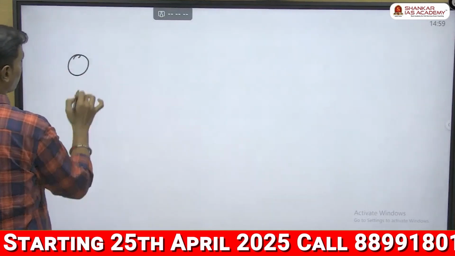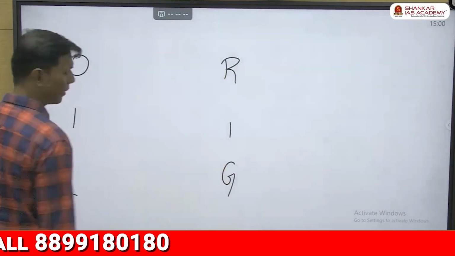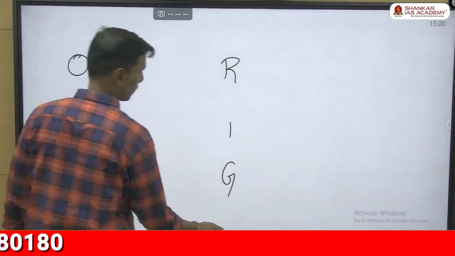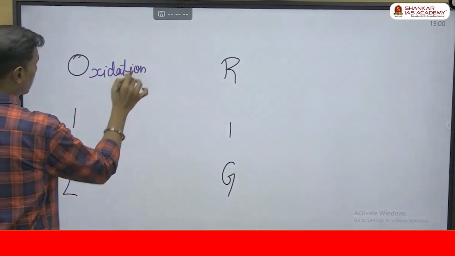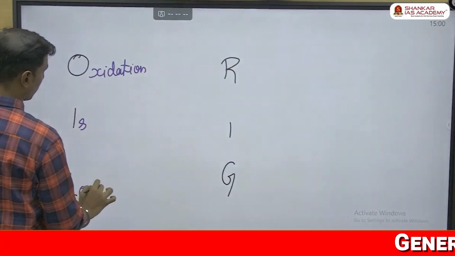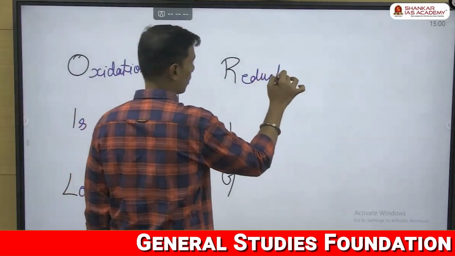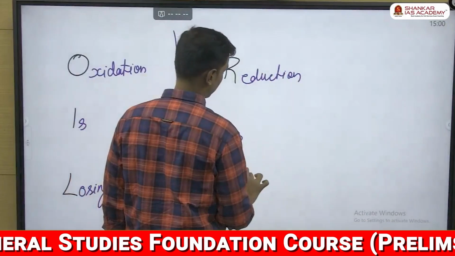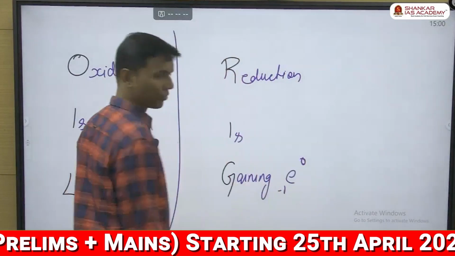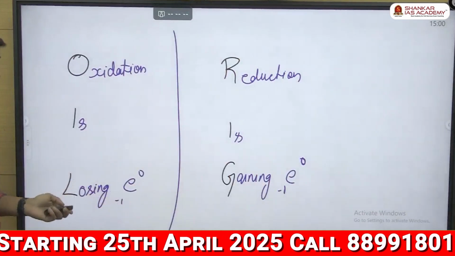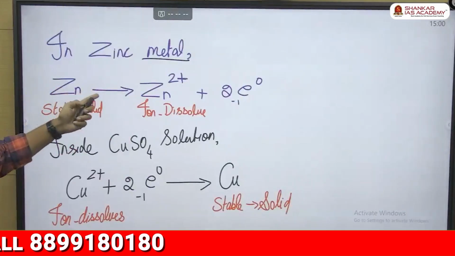That is OIL RIG. Oxidation is losing electrons, and reduction is gaining electrons. Remember this so that you won't forget. Which is losing electrons? Oxidation. Which is gaining electrons? Reduction. Which is losing electrons here? Zinc is losing electrons here.